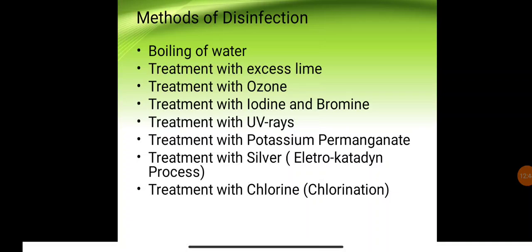So whatever water is treated with UV rays should be less turbid and should have low color. Highly turbid water cannot be treated with the help of ultraviolet rays. So if the water has less turbidity and low color, then we can use treatment with UV rays.